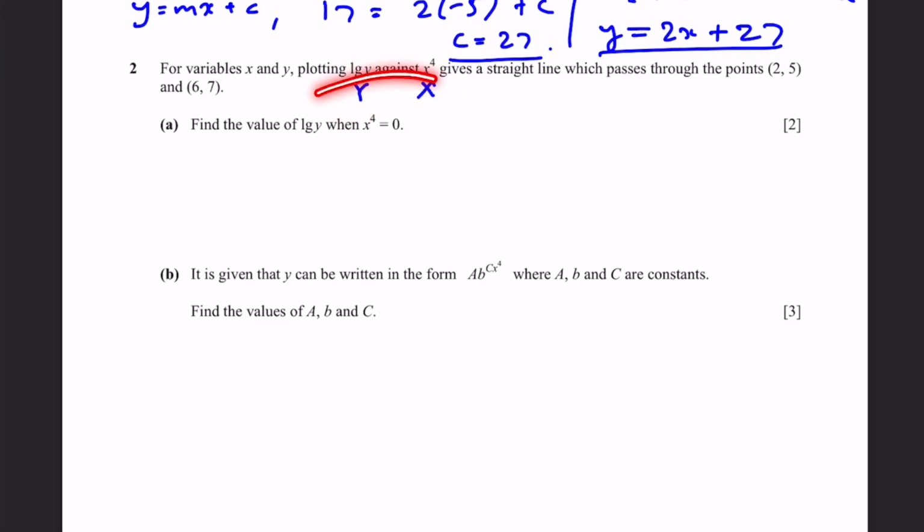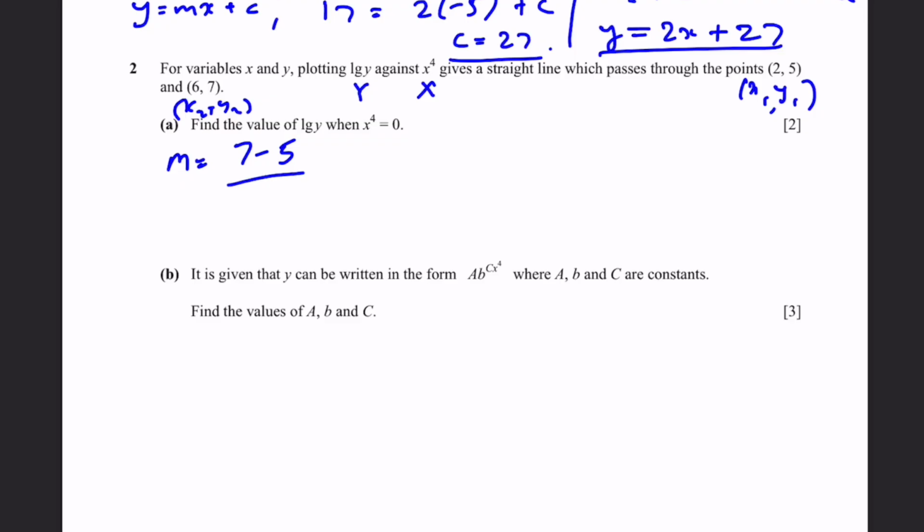And because this straight line using capital X and capital Y passes through 2 points, we can find the equation of the straight line. So we can use the gradient formula, which we used in the last part as well. So let's take this as x2 comma y2. This is x1 comma y1.